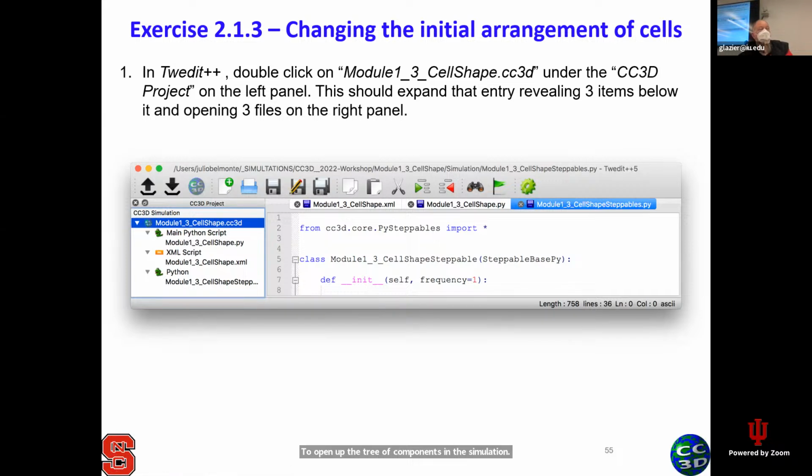And that should expand to 3 tabs. You'll see simulation.xml, simulation.py, which is that main Python script, and then simulation.steppables.py. Does everybody see that? Alex, you got that? Anybody not see that? Okay.